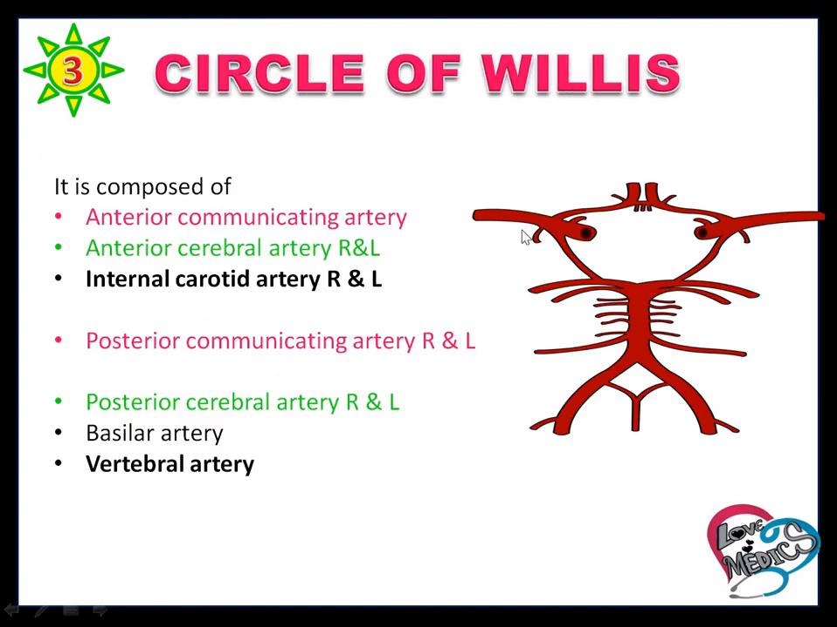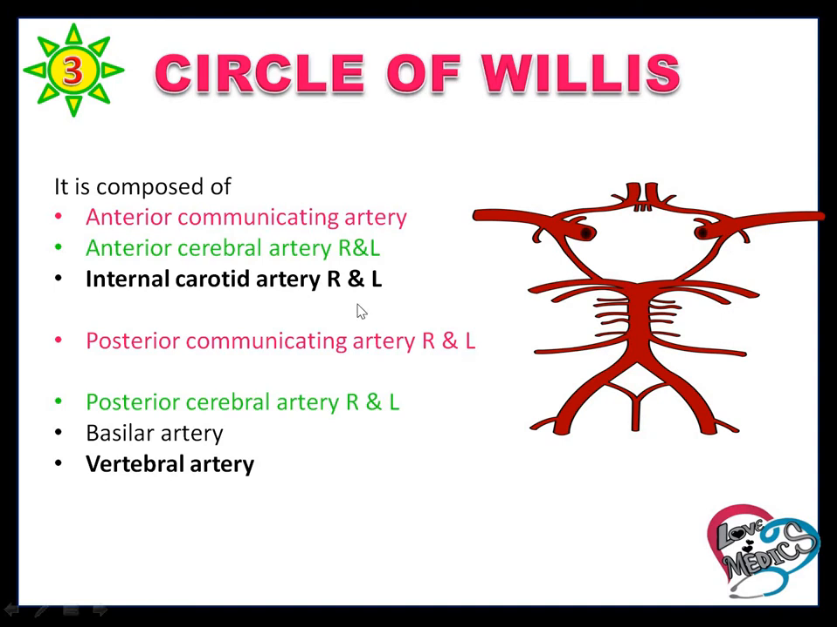The circle of Willis is composed of anterior communicating artery. It connects the two arteries, the right and left anterior cerebral artery. These anterior cerebral arteries are branches from the internal carotid artery, right and left internal carotid artery respectively. This is the anterior system. Right and left vertebral artery join and form the basilar artery, and it gives the branches of right and left posterior cerebral artery. This one is the posterior system. The anterior system and the posterior system are connected by posterior communicating artery.